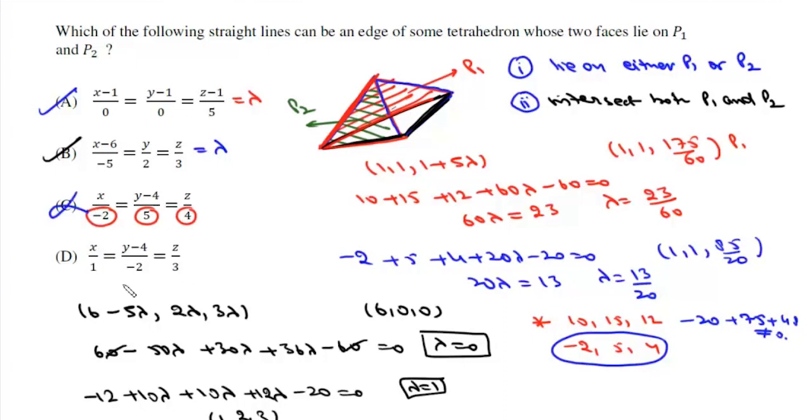Now what about this third one? 1, -2 and 3. Now we take this dot product with the second plane, we get -2, -10 plus 12, and it is equal to 0. That means this line lies in this second plane. So A, B and D can be edges of this tetrahedron.